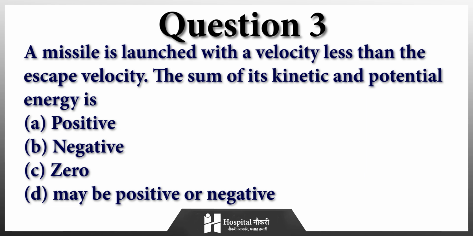A missile is launched with a velocity less than the escape velocity. The sum of its kinetic and potential energy is A positive, B negative, C 0, D maybe positive or negative. The correct option is B, negative.